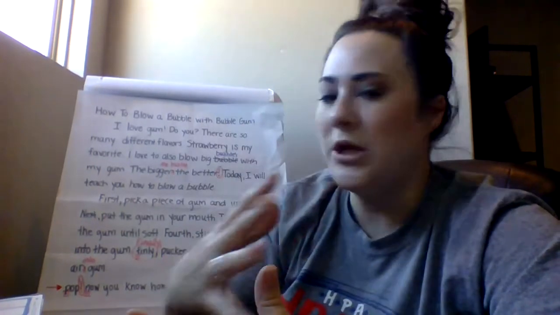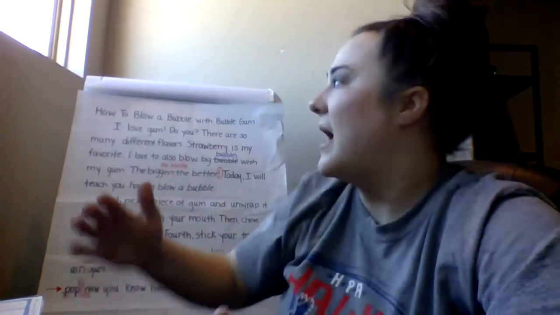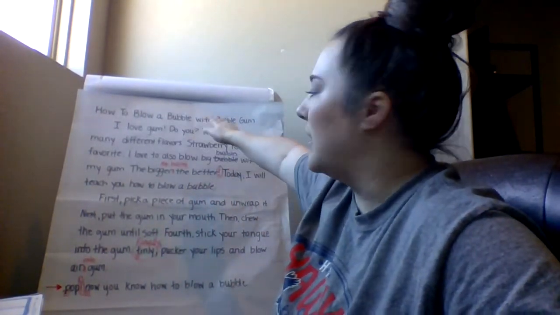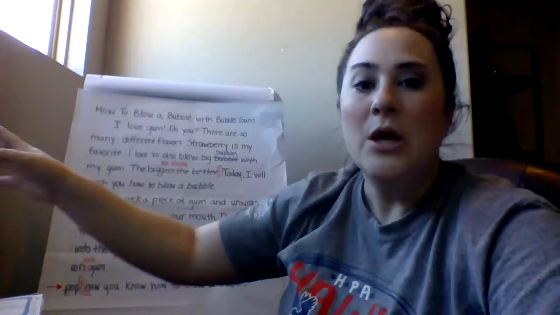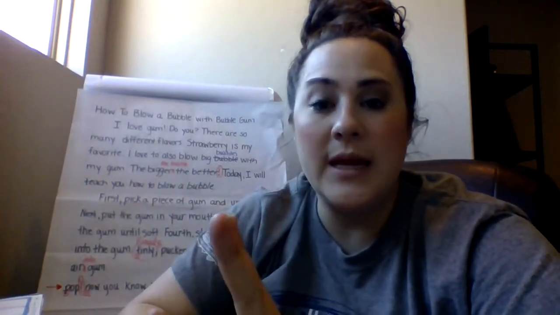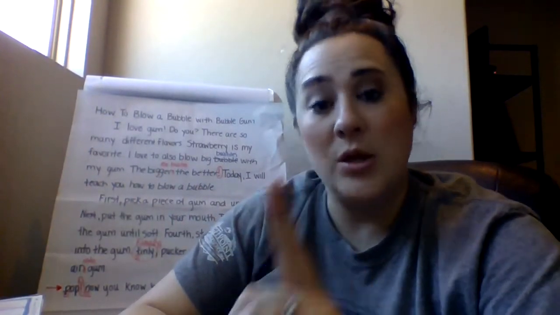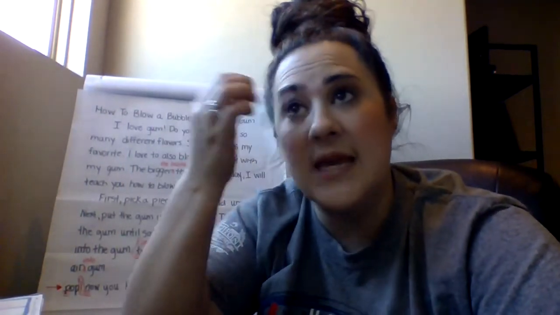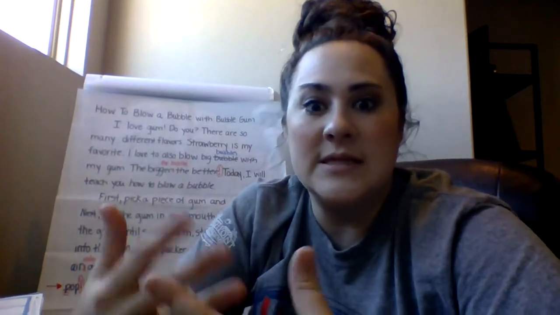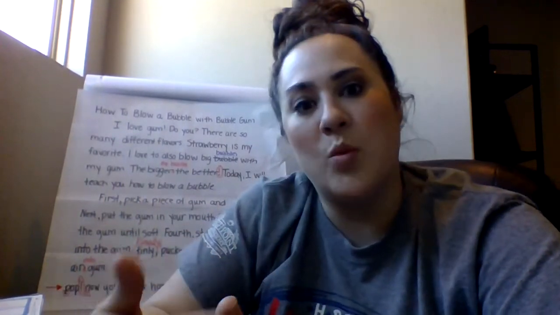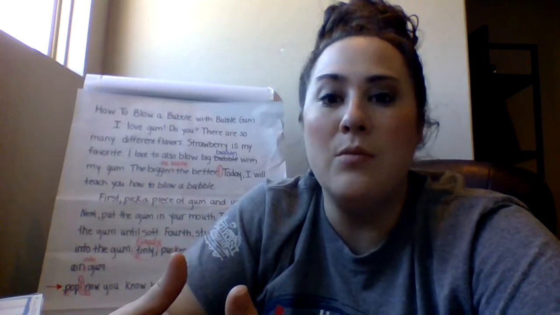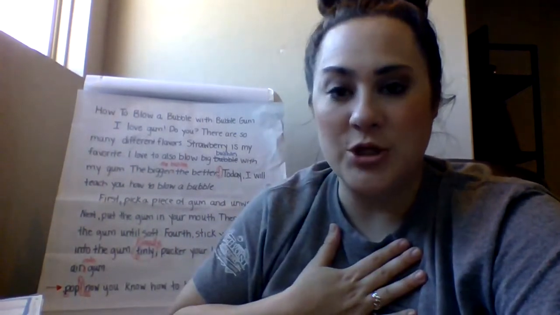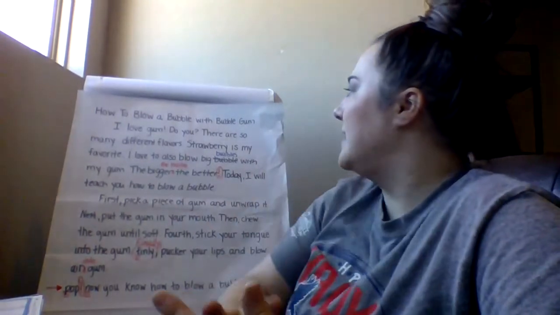So I want you to remember that your procedural text has the title, How to Blow a Bubble with Bubble Gum. You are writing 3 paragraphs. Your first paragraph is the introduction. It is the way to get your audience's attention and make them want to read or hear more about what you are teaching them. So my introduction is, I love gum.